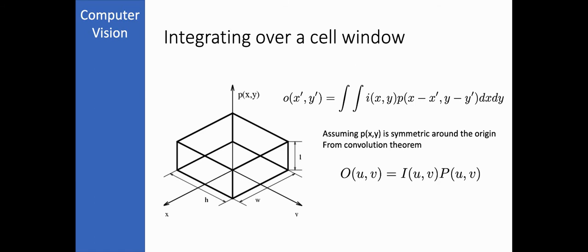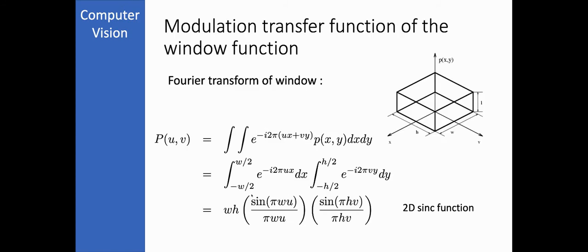And we know that convolution in space corresponds to multiplication in the frequency domain. So that basically means that we need to look at the Fourier transform of this P, this rectangular box function, to understand what's happening. The Fourier transform, or the modulation transfer function of the window function, can be computed quite easily.